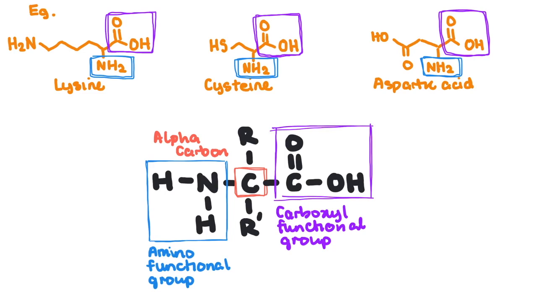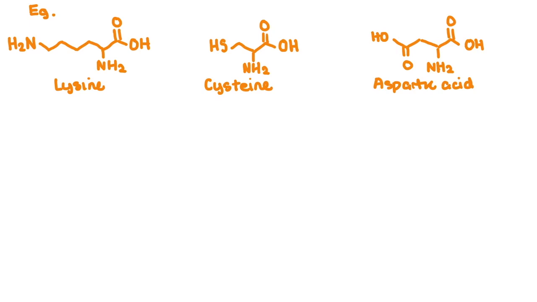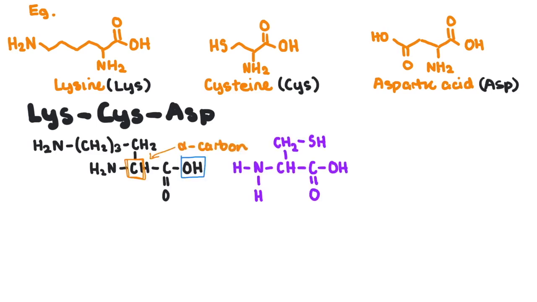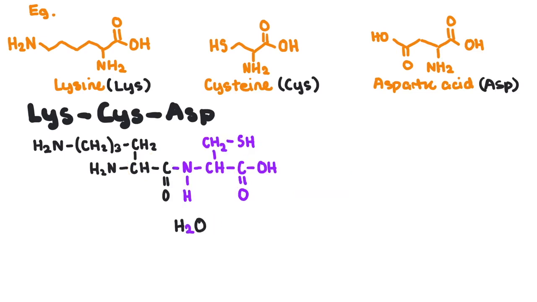So let's build a small amino acid sequence. The names of amino acids are usually abbreviated to the first 3 letters, so this will be our sequence. When lysine bonds with cysteine, the OH from the carboxyl group, which is attached to the alpha carbon, comes off, and the hydrogen from the amino group attached to this alpha carbon comes off. These join, and these form water. These side chains remain unaffected.